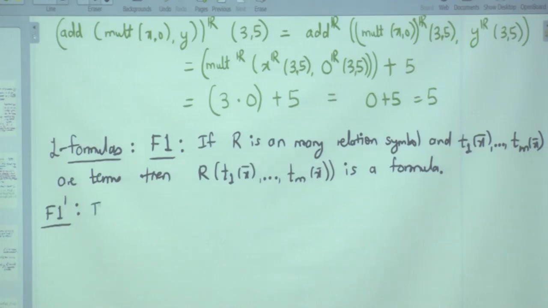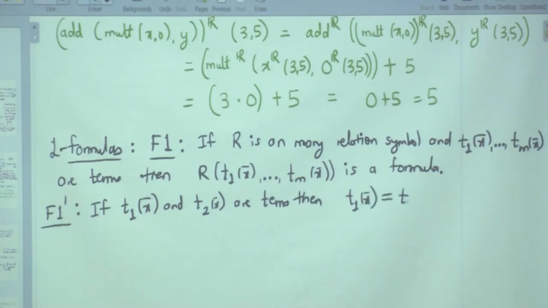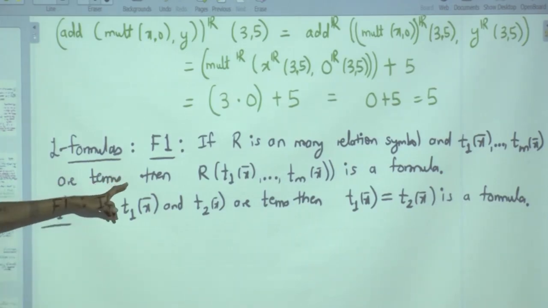So if t1(x bar) and t2(x bar) are terms, then t1(x bar) equal to t2(x bar) is a formula. I mean, ideally speaking, this should be a subcase of the previous clause.